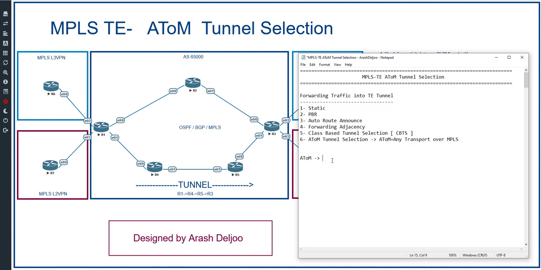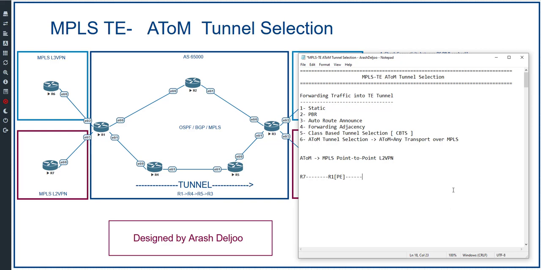Look here, Any Transport over MPLS is an MPLS point-to-point layer 2 VPN. This means that, as you can see, we have a scenario. In this scenario, R7 is connected to R1, and you know that R1 is the PE router or provider edge router.